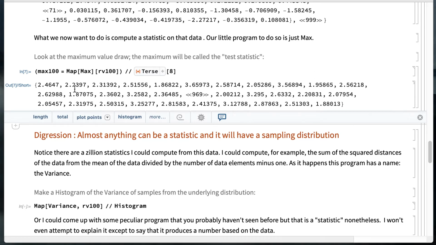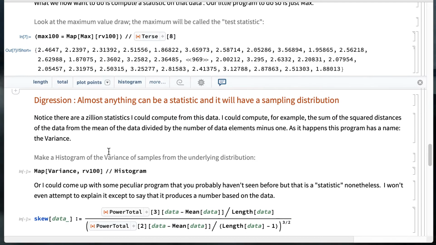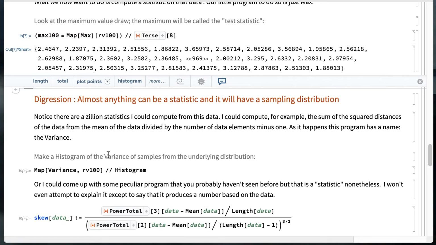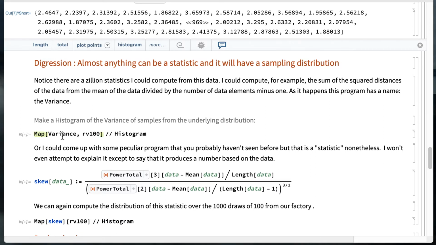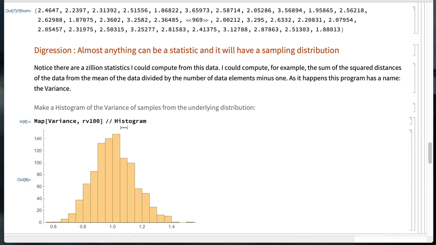Okay, so I've shown you one statistic on that data, but I just want to be clear, there are a zillion statistics I could compute from this data. I could take the mean of each row, and then take the distance between each element and that mean. I could square each of those elements, and add up the squares. And then I could divide that by the number of data elements minus 1. While that might seem an awfully complicated, arbitrary thing to do, that program has a name. It's called the variance. And so I could compute the variance and make a histogram of it, actually.